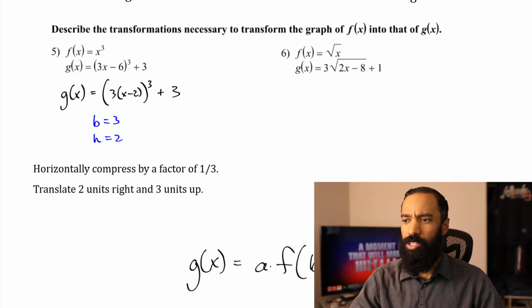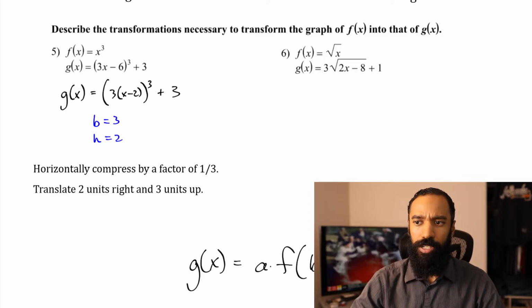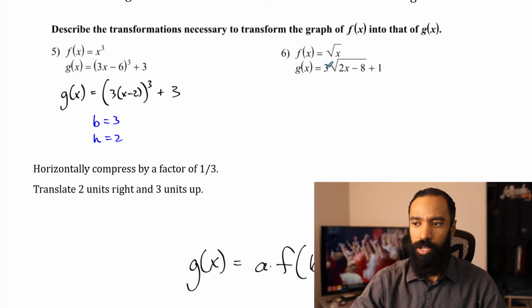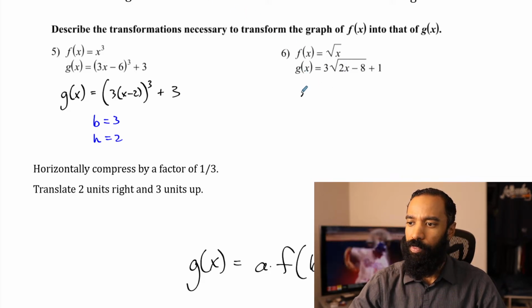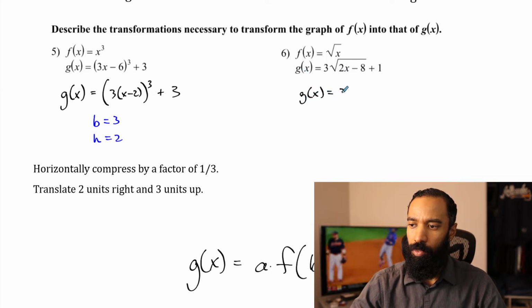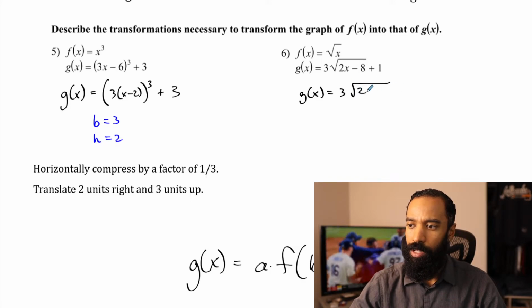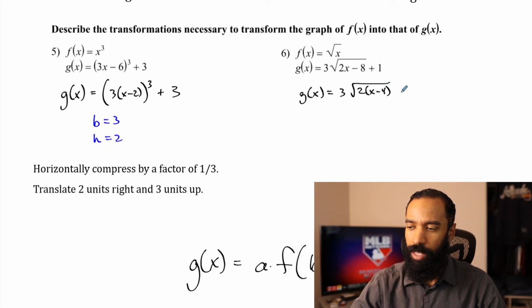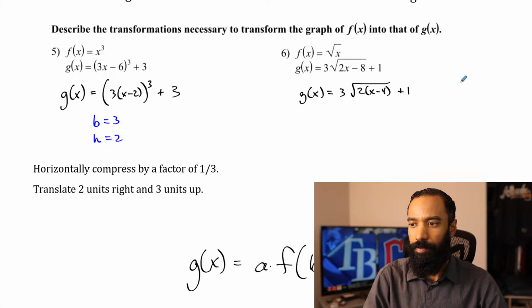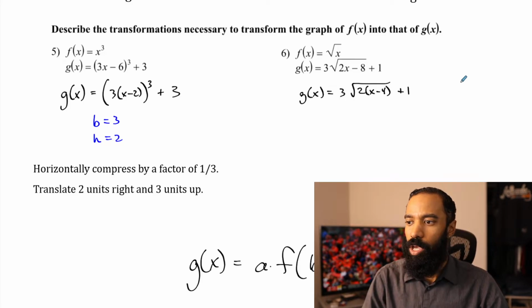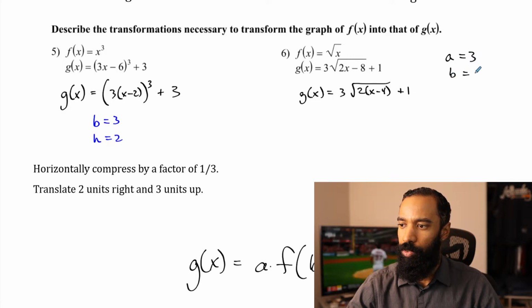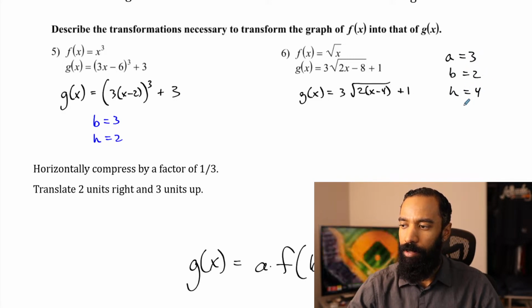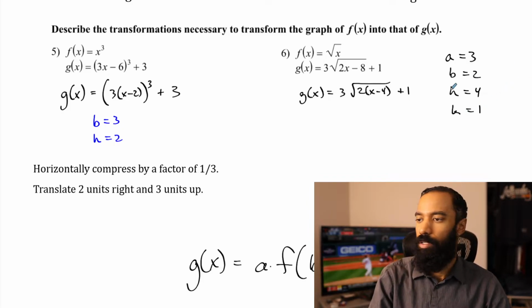All right, the second one is the same kind of stuff, and it's not much different. I think there's one more instruction, because there's an a value right there, but the b has to factor out in the same way as before. This is going to be g of x equals 3 times the square root of 2 times x minus 4, like that, and then plus 1. Okay. So there is an a of 3, a b of 2, an h of 4, and a k of 1. 3, 2, 4, 1.